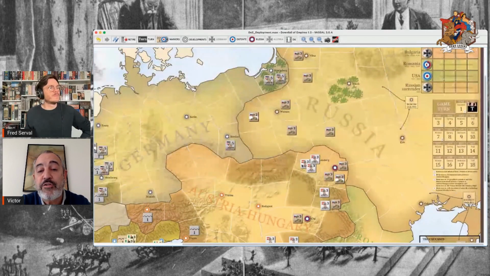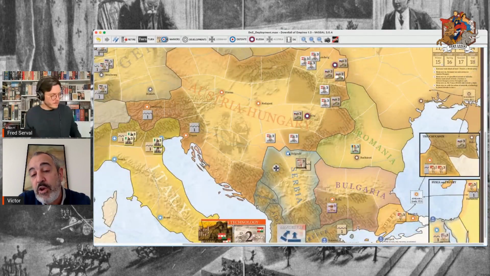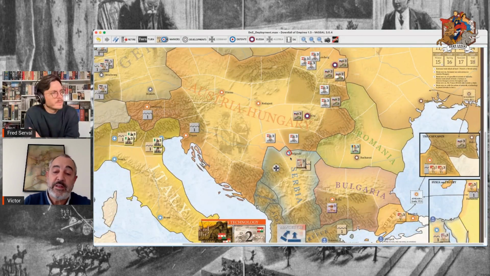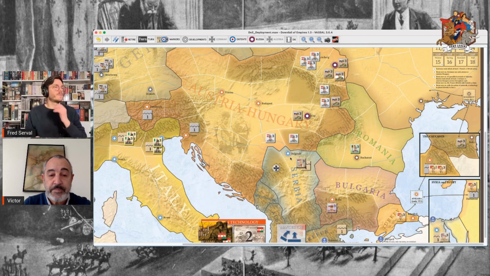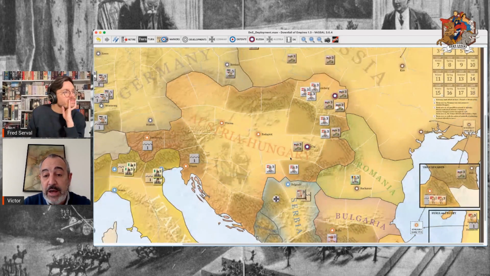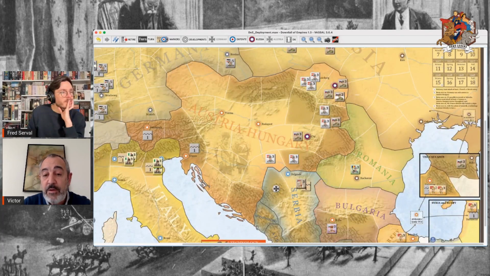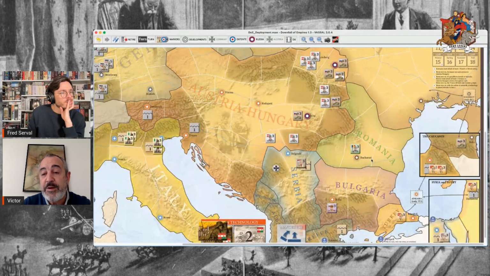Why? Because the color matches. If you look at the rules, they say that the Serbians go with the French-British, but it's easy to remember because the city is the blue color. Okay, great. Like Italy. And if you look at Romania, it's the Russians. It's moved by the Russians.